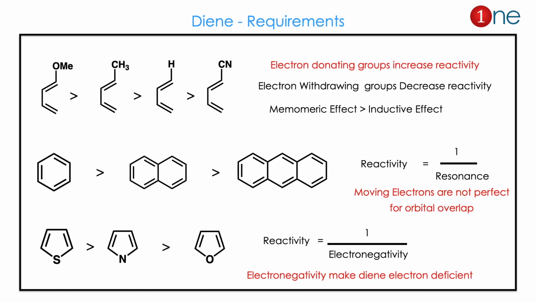Another requirement is that the diene should have an electron donating group. It can be either mesomeric or inductive. Diene reactivity will be more. Obviously electron withdrawing groups decrease the reactivity, while electron donating groups increase the reactivity. The second thing is aromaticity. The more the resonance, the lesser the reactivity because electrons are not static and the fusion will not be effective. Moreover, the more resonance, the more thermodynamic stability the system has, so it won't undergo reaction. Then the rings with heteroatoms: thiophene, pyrrole and furan. Here reactivity is inversely proportional to electronegativity because electronegativity makes the ring electron deficient, which is bad for our reaction.